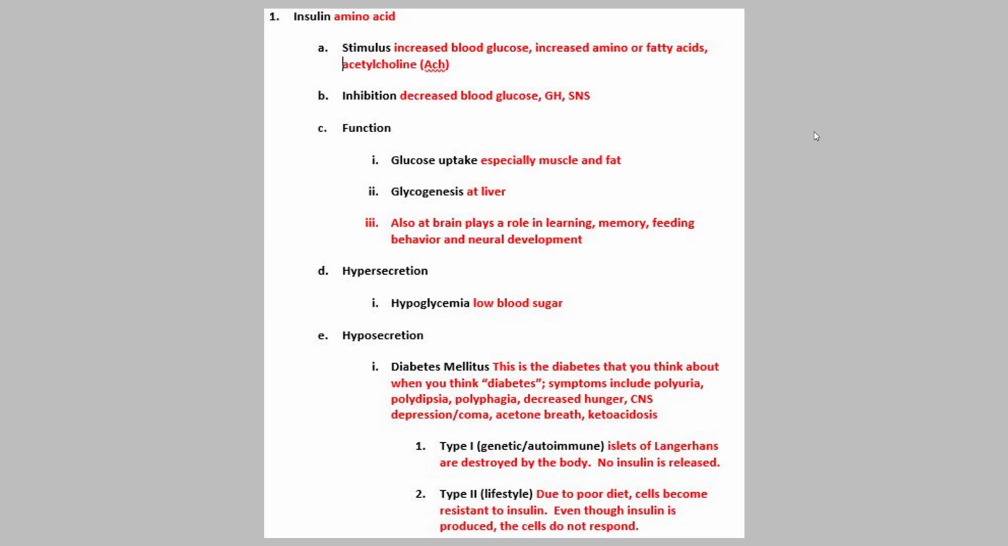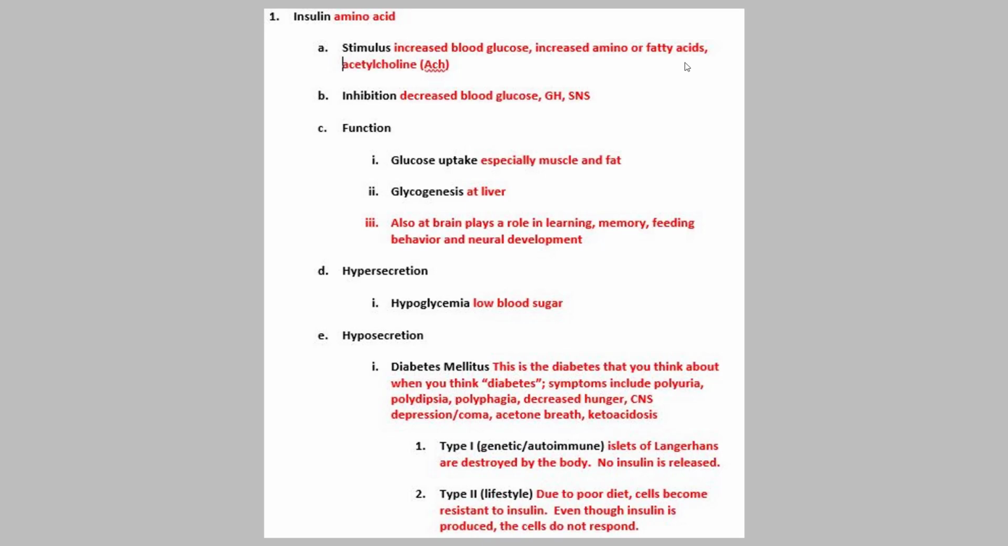So when your blood sugar goes up, insulin is released. But that's not the only thing. Increased amino acids, increased fatty acids, or acetylcholine. Think about what acetylcholine was. That was the neurotransmitter used by your parasympathetic nervous system, the PNS. So PNS activity, rises in blood glucose, rises in amino acids or fatty acids in the blood will all stimulate the amino acid based hormone insulin.